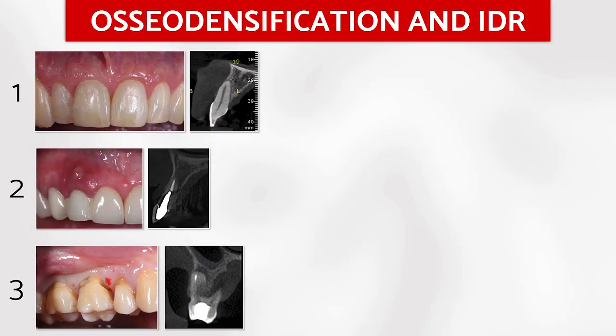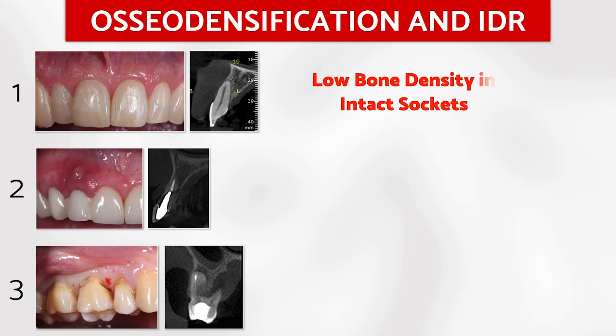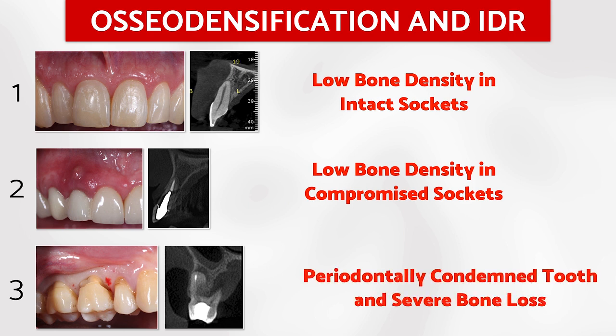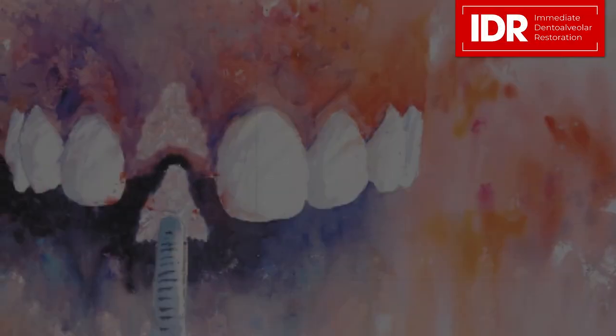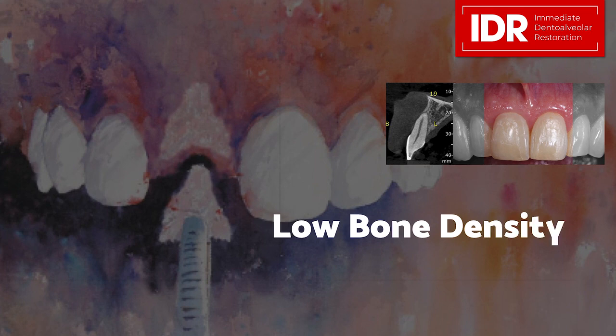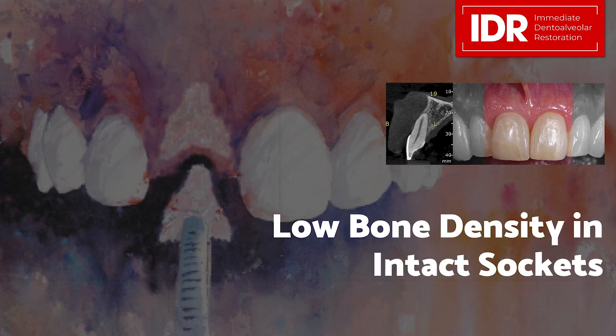In this first situation, we have the presence of low bone density in intact sockets. The second, we have low bone density in compromised sockets. And the third one, the periodontally compromised tooth and severe bone loss. Let's pay attention to how we manage these three different clinical cases. Let's start talking about the cases that present low bone density in intact sockets.